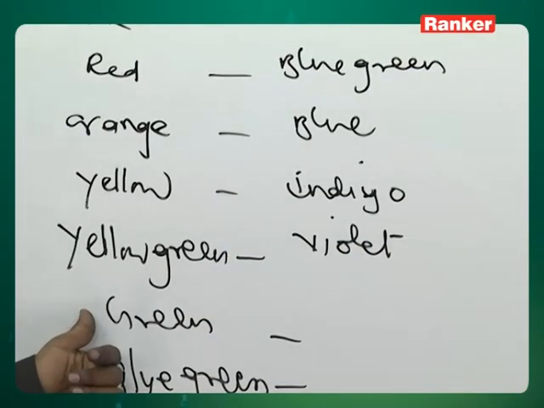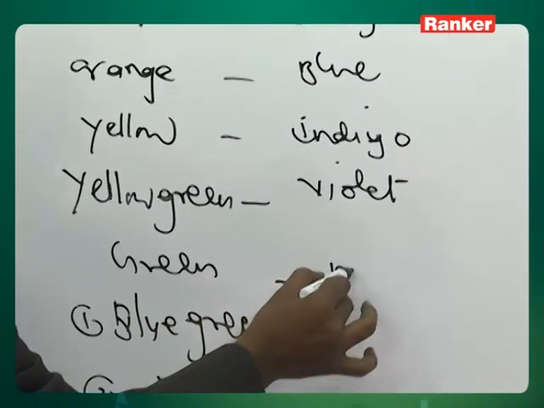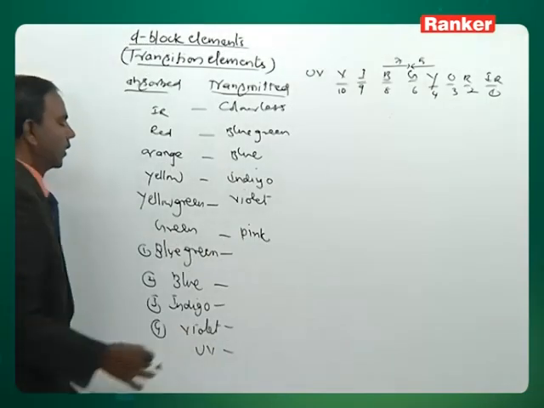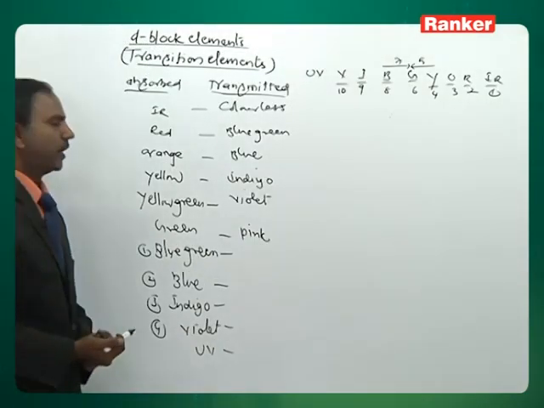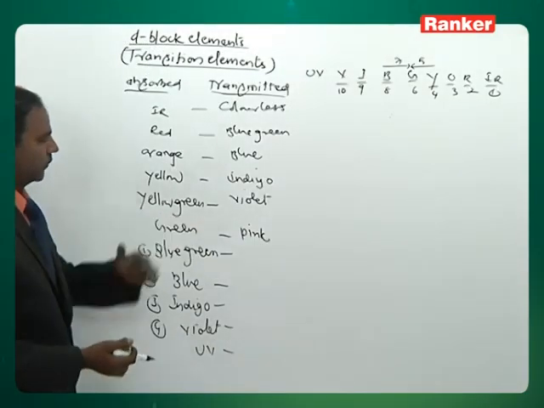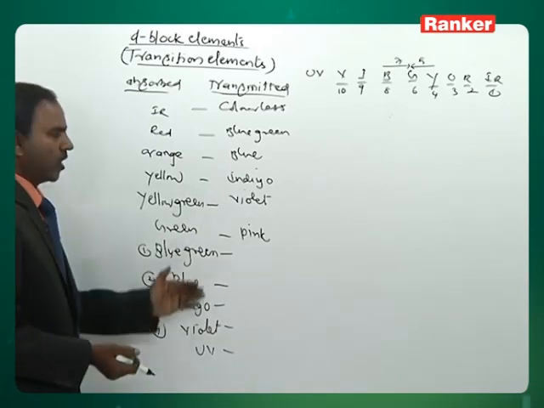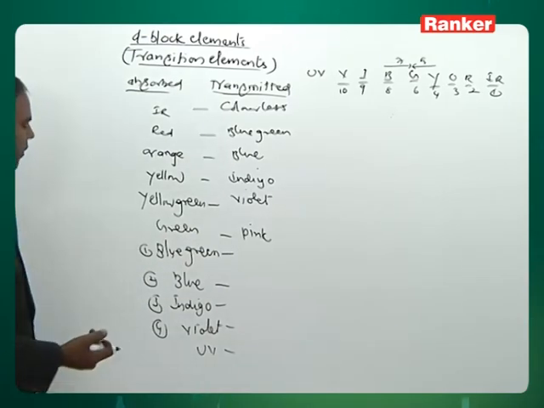For this particular green, a separate color is there. Then you can take it as what? Pink. Green is absorbed, pink is transmitted. Once you make this particular half of the table, the remaining half you can make easily.